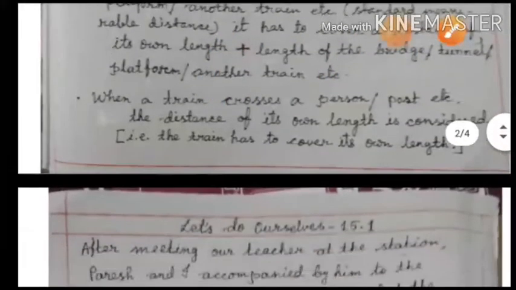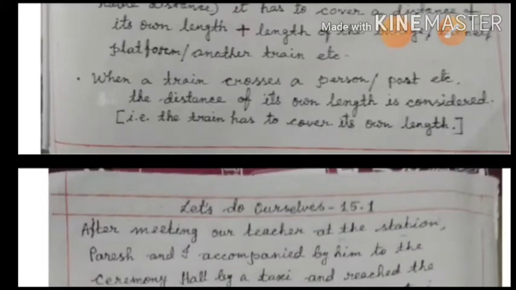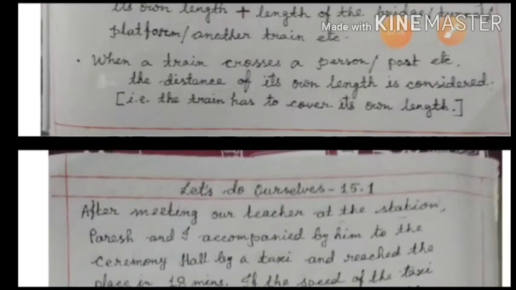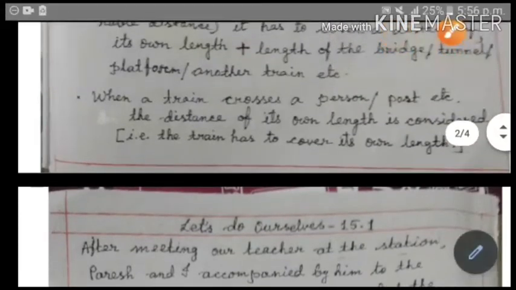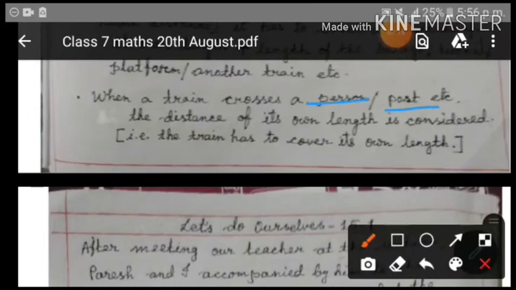So when a train crosses a person or post, etc., only the distance of its own length is considered, that is, the train has to cover its own length. Because here the width of the post or a person is considered negligible. That is why when a train crosses a person or post, the total distance covered will be equal to its own length.